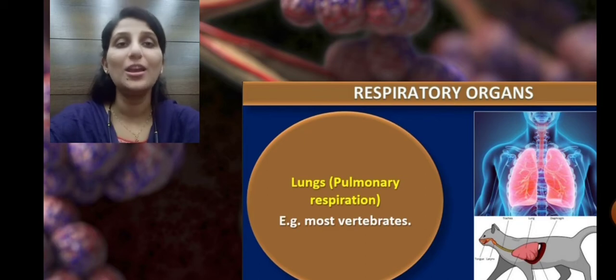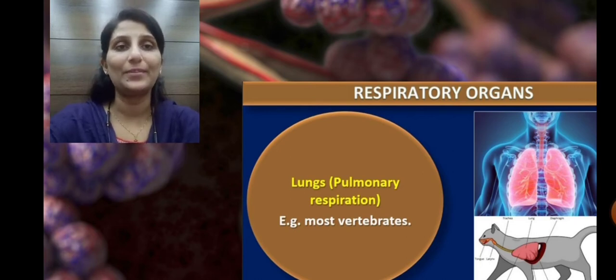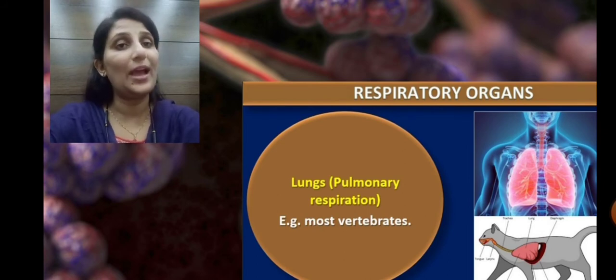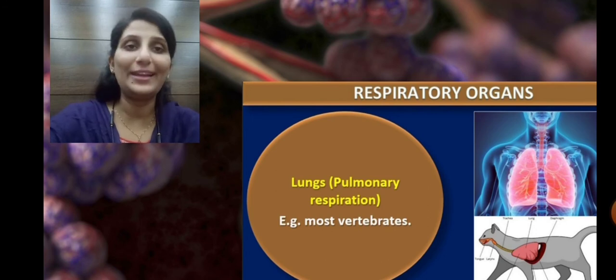So dear children, we learned 5 different types of respiratory organs. The first type is the general body surface, which is seen in lower invertebrates. The second type is present in earthworm, leech, and amphibians, which is the moist skin. And that type of respiration is called cuticular respiration. The third type is the tracheal tubes, which is seen in insects, centipedes, millipedes, and spiders.